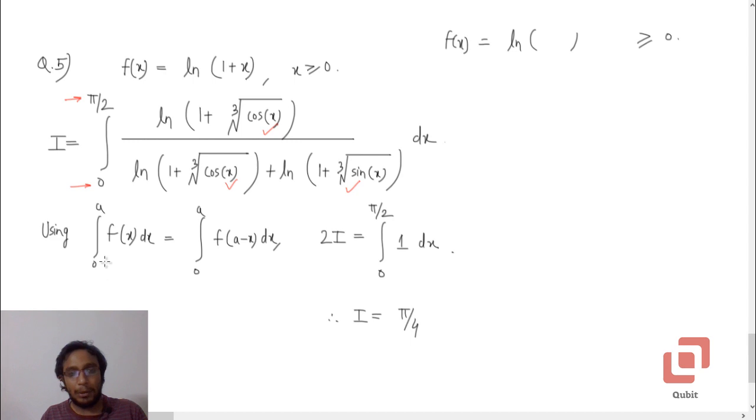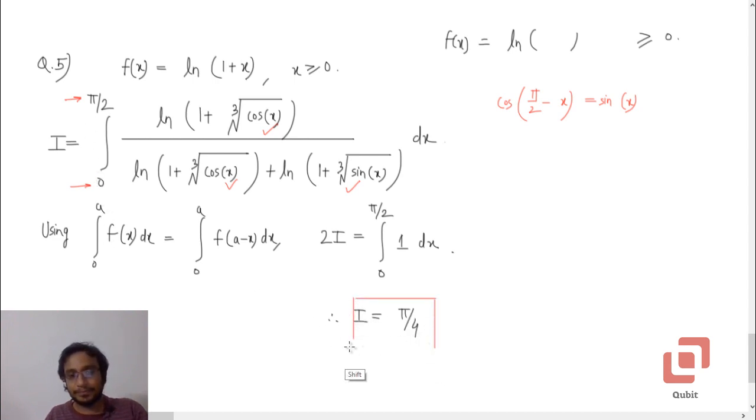So you could just use the property integral 0 to a of f of x dx equals integral 0 to a of f of a minus x dx, and apply the allied angles formula. So cos of pi by 2 minus x is sin x, and sin of pi by 2 minus x is cos x. Add the integrals, you will get 2I equal to integral of 1 dx. That integral will be pi by 2 because the lower limit is 0, and therefore I is equal to pi by 4.